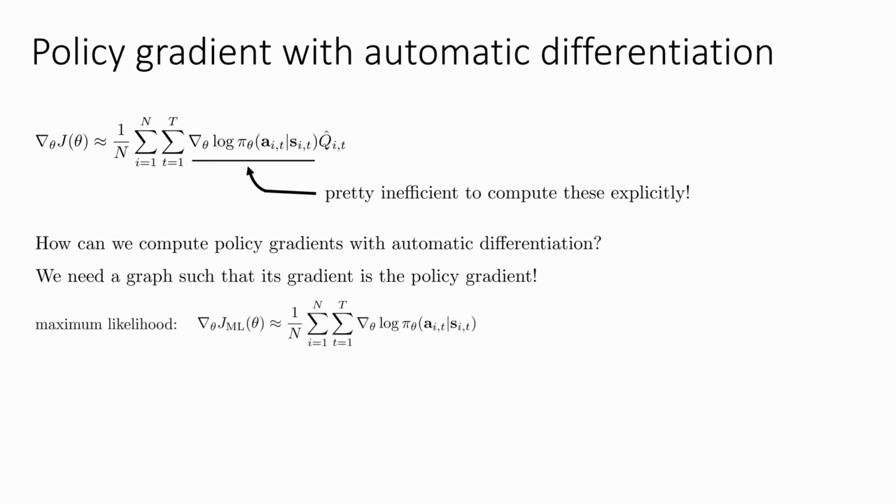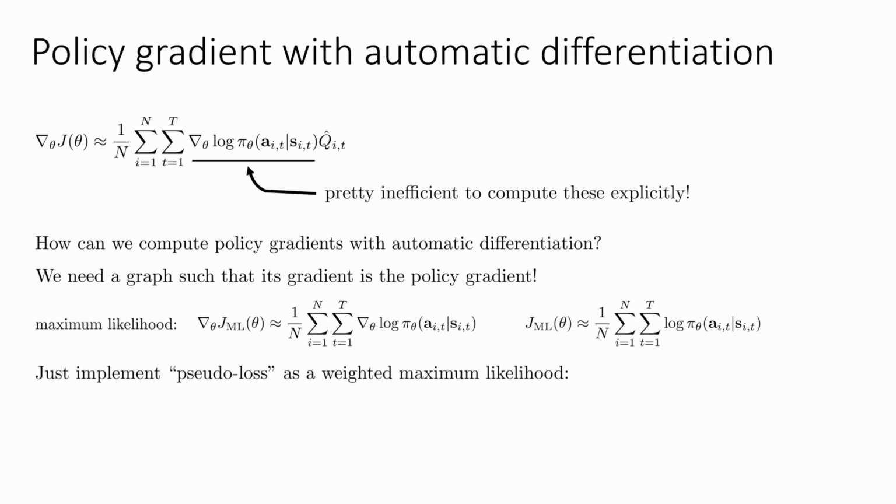To do that, we'll first look at the maximum likelihood equation. This is something that we're all probably very used to implementing in TensorFlow or PyTorch. We're going to start with an implementation of this and then turn it into an implementation of the policy gradient. The gradient of the maximum likelihood, basically this is the actual objective. So you implement this, you call dot gradients on it, and you get this.